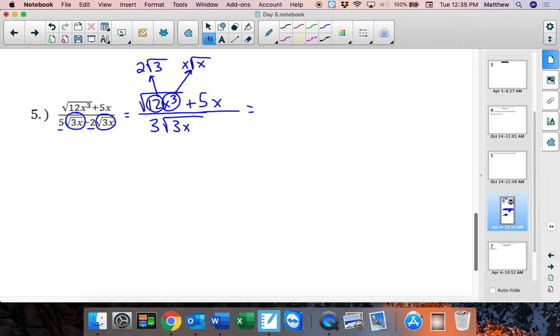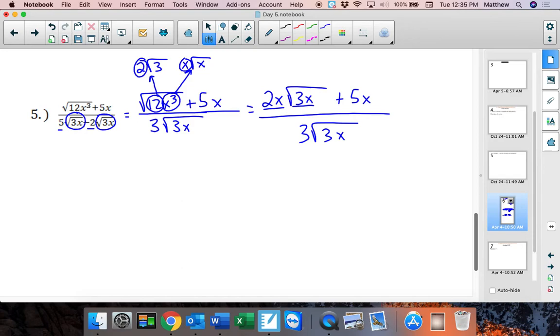So let's rewrite that. A 2 comes out, and the x comes out here and here. And what stays in is 3x. Okay? So root 12x cubed is the same as 2x on the outside, 3x on the inside. Okay? Then plus 5x. And here's my denominator of 3 root 3x. Again, I underlined those just to show you what came out from my original 12x cubed and what stayed in.